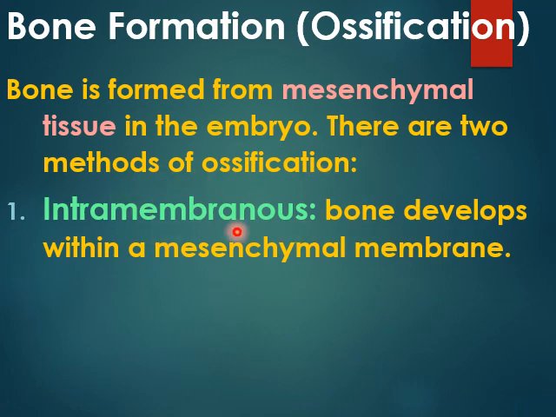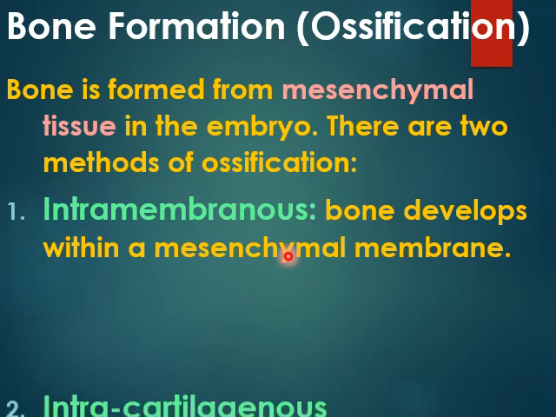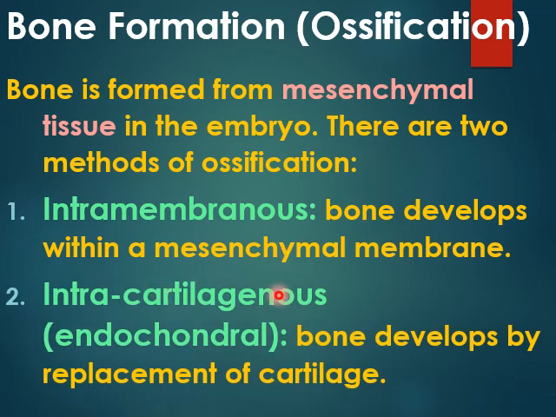Intramembranous ossification, where the bone develops within the mesenchymal membrane, and intracartilaginous or endochondral ossification, where the bone develops by replacement of the cartilage. And the cartilage model here is the hyaline cartilage.